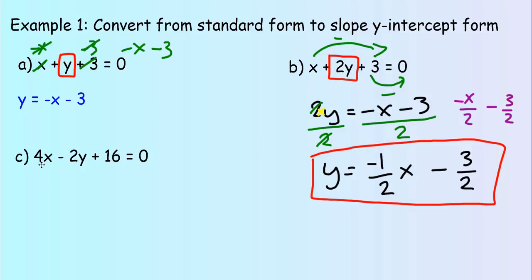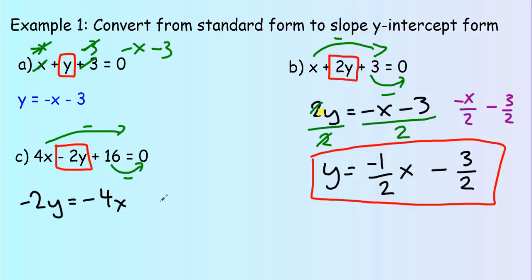Last example, 4x minus 2y plus 16 is equal to 0. You're going to do the same thing. I want my -2y on the left, and I'm going to bring everything else over. It's still subtraction in this case. So -2y is equal to -4x minus 16.